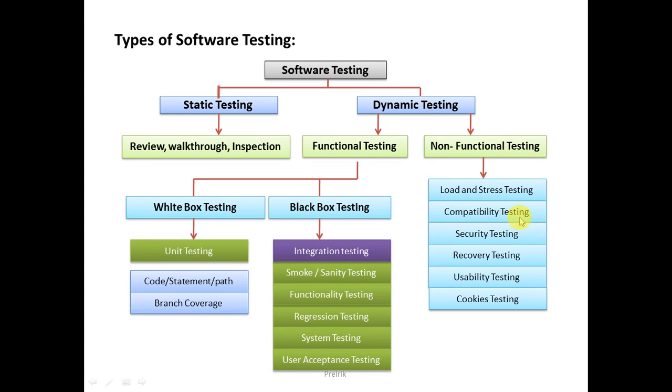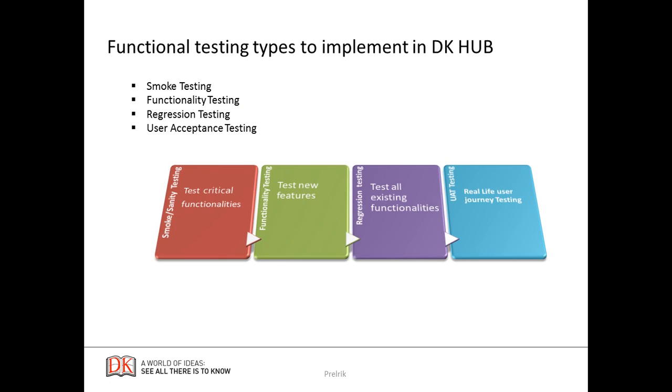Compatibility is checking your system's responsiveness on different browsers and devices. Security is like encryption testing and other ways of making sure that security cannot be breached. Recovery testing is like, once the data has been lost, is there any way of recovering that data? Usability is like finding usability bugs, like if the user has some problem reading or typing anything, that will come under usability. And cookies testing will be performed on the basis of sessions and so on.